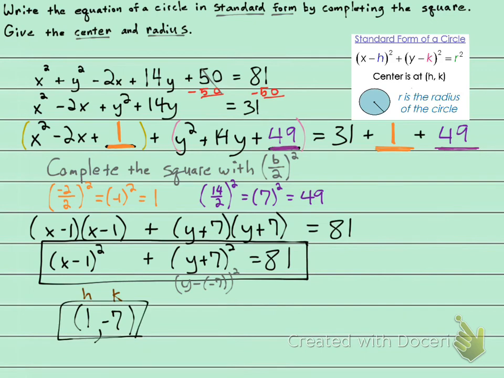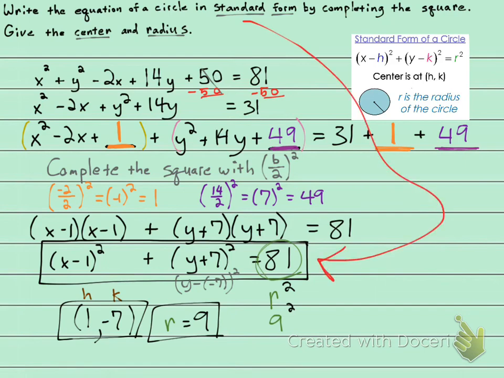Now, what is our radius? Our radius comes from over here. This thing here is going to be r squared. Well, what squared gives you 81? 9 squared. So our radius equals 9. There you go. Standard form of a circle. Let me draw a little line. Standard form of a circle is right here. Our center is right here. And our radius is right there.